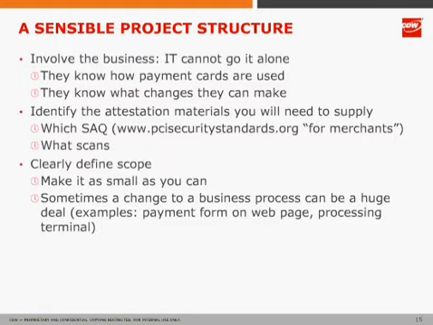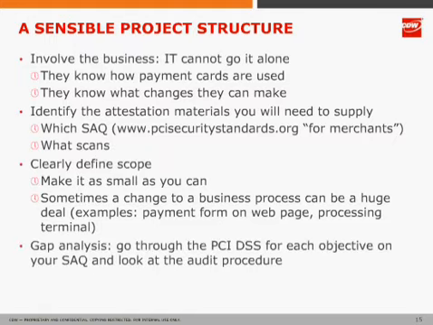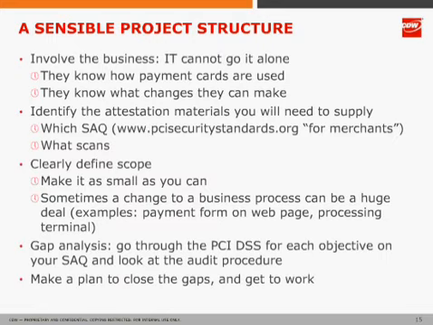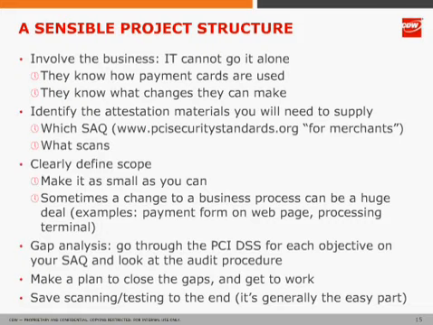And then the next thing is, once you've figured out what's in scope, go through the objectives that you have to worry about on your SAQ, look at the audit process in the DSS, and figure out, hey, do you have what it requires there? And if you don't, what are you going to do about it? So make a plan to close those gaps. Anytime you see a no or an I'm not sure or anything like that as you're filling that out, figure out what you're going to do about that. And that's really the main plan. Again, the scanning and testing stuff, save that till you're ready to go. That's generally the easy part. The hard part is engineering the processes that are going to contain scope and keep the network running over time.